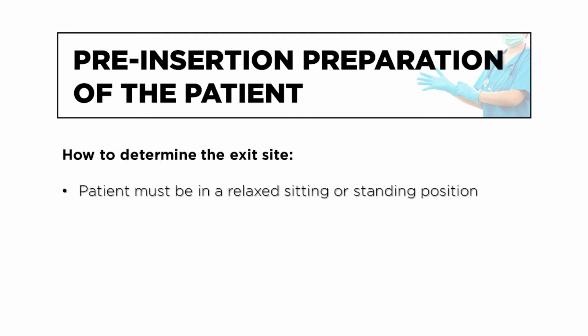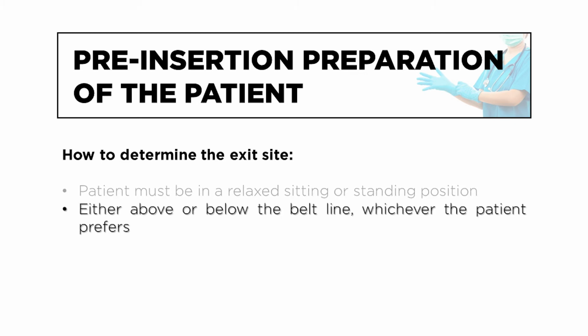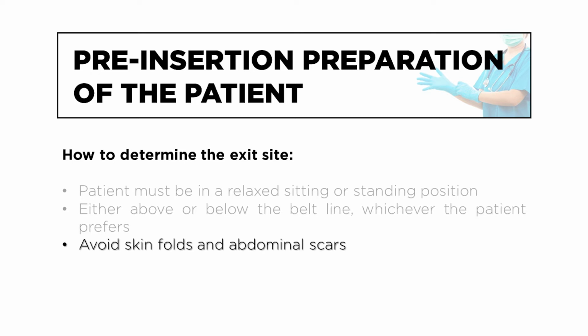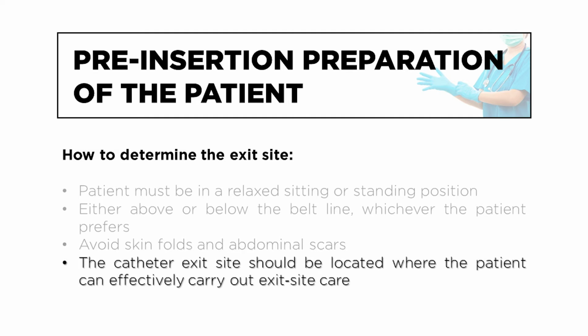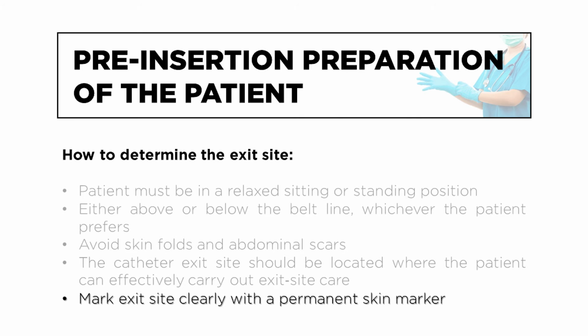The exit site should be determined while the patient is in a relaxed sitting or standing position. The site should either be above or below the belt line, whichever the patient prefers. Please avoid skin folds or abdominal scars. The catheter exit site should be located where the patient can effectively carry out exit site care, so within their reach. It will then be marked with a permanent skin marker.